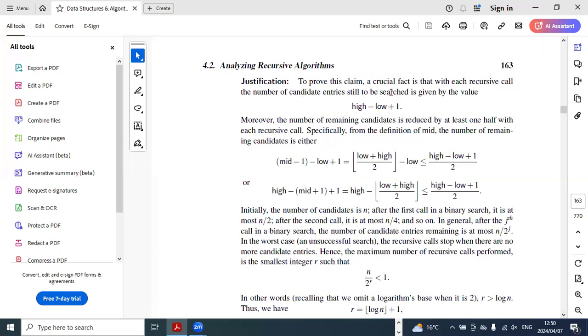To justify this claim, a crucial fact is that with each recursive call, the number of candidates still to be searched is given by the value of high minus low plus 1. Then we compute mid, which is low plus n over 2 when it's low. Initially, the number of candidates is n. After the first call in a binary search, it is at most half, or n divided by 2. After the second call, it is a quarter, n divided by 4, and so on.